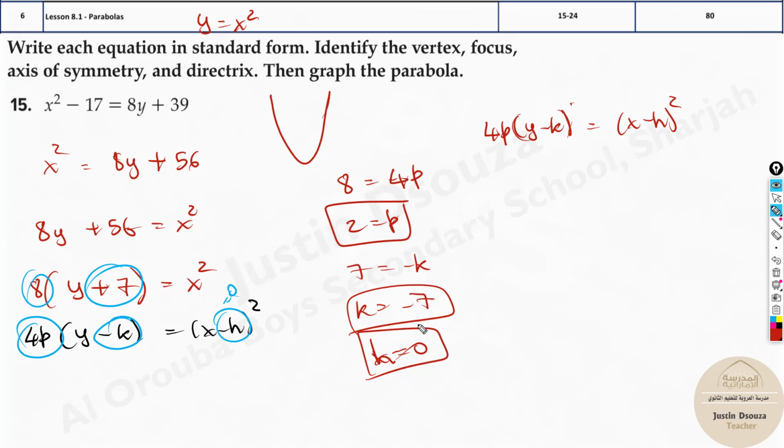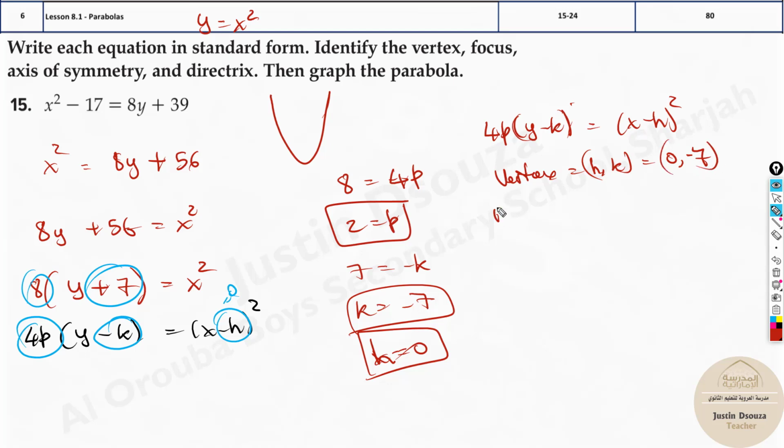Now if you remember the vertex, what is the vertex formula? The vertex was (h, k). So what is h and k now? H is 0, k is minus 7, sorry. So that is the first value.